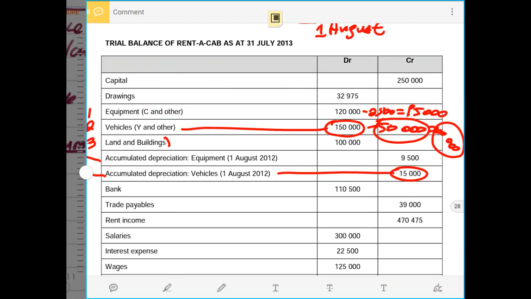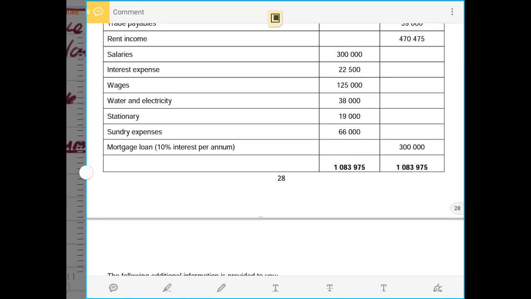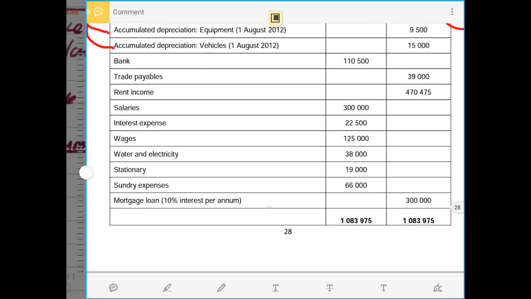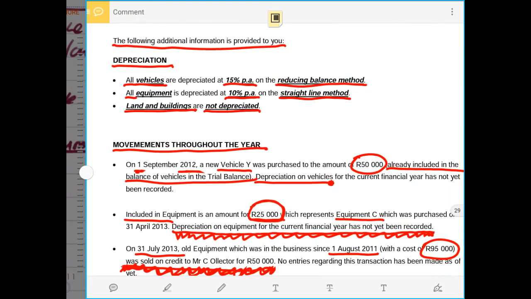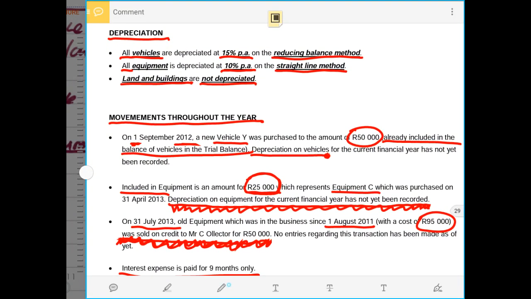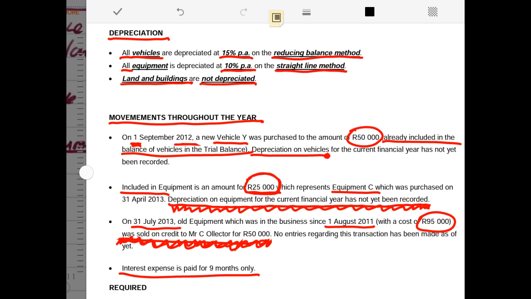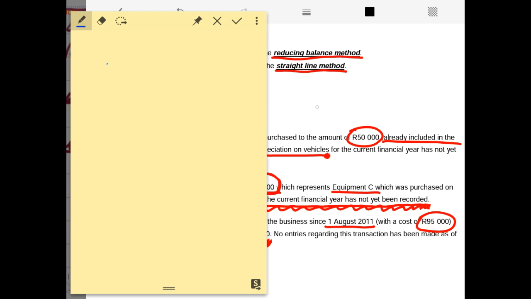So now we first have to check how much is the cost of our vehicles. We know that the cost of our vehicles is 150,000 rands in total, and we know that out of that, 50,000 is for the new vehicle. So now we have to come to the adjustment and check. Okay, we have two vehicles now, vehicle Y and the other. Vehicle Y, remember, was acquired 1st of September, and the other vehicle was there before the beginning of the current accounting period.